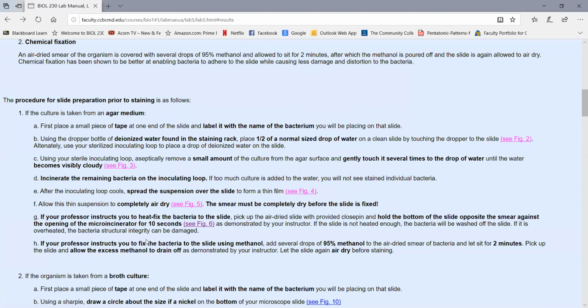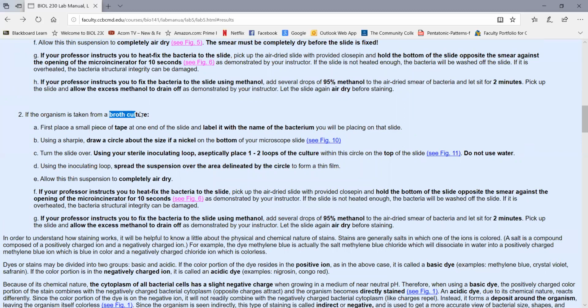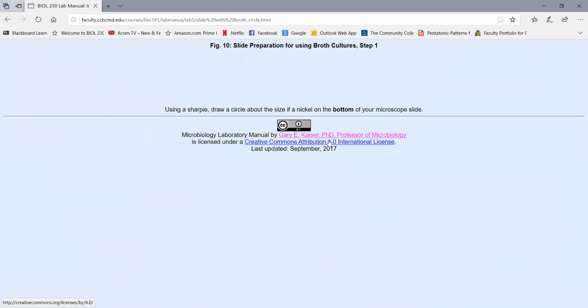So that's the procedure for preparing a slide if the bacteria come off an agar medium. Now, if the bacteria come from a broth culture, they're already in a liquid, and they're separated in the liquid, so we don't have to add water. Again, we would label a piece of tape so we know which organism's on the slide, which side's up. Usually, if we're taking it out of a broth culture, we draw a circle with a Sharpie about the size of a nickel on the bottom of the slide, so we know where we're adding the bacteria, in this case to the circular area, but the circle's on the bottom of the slide.